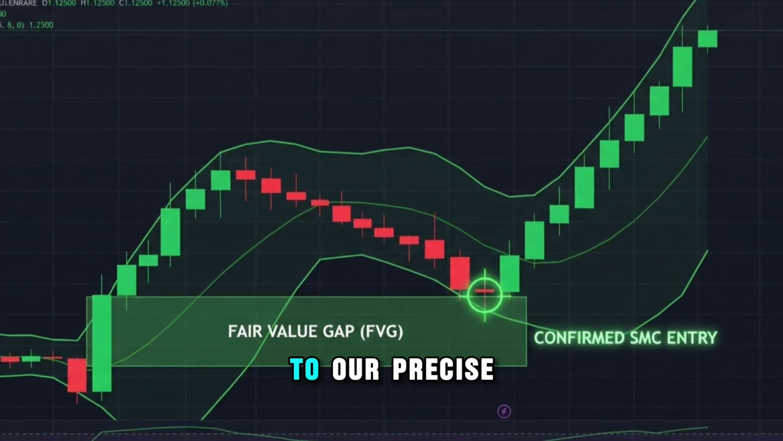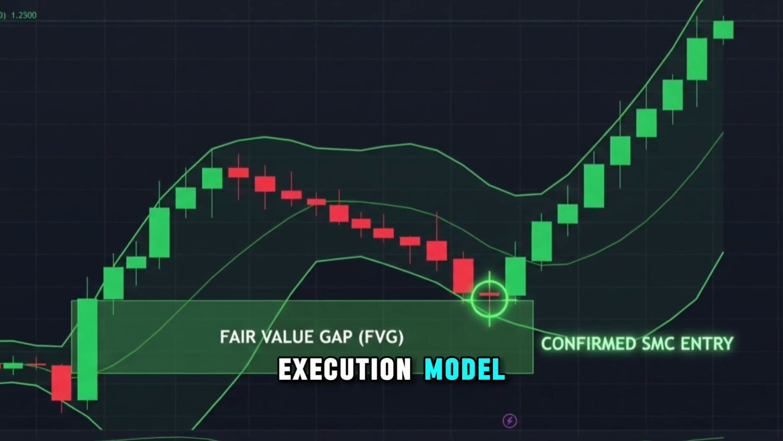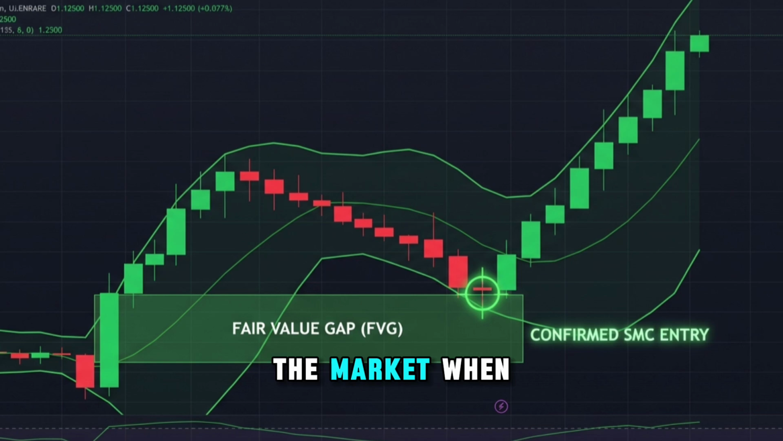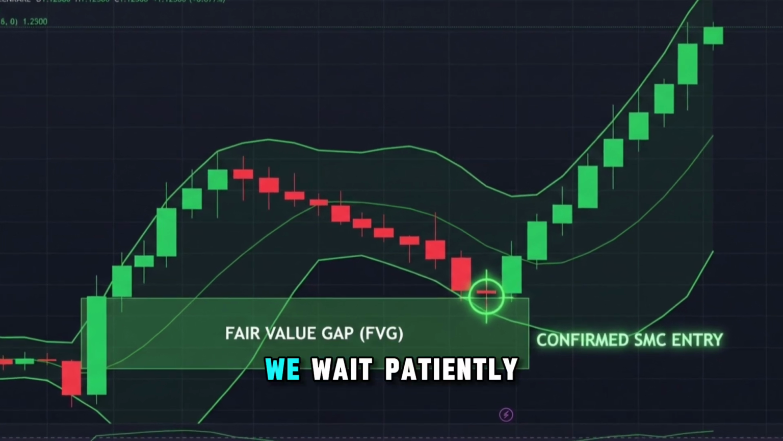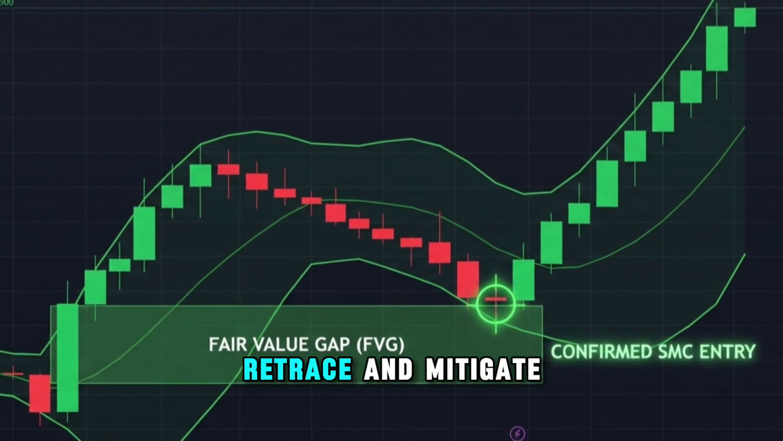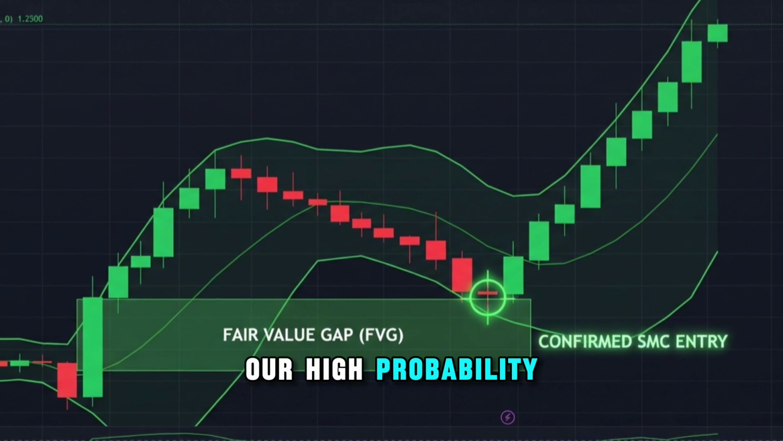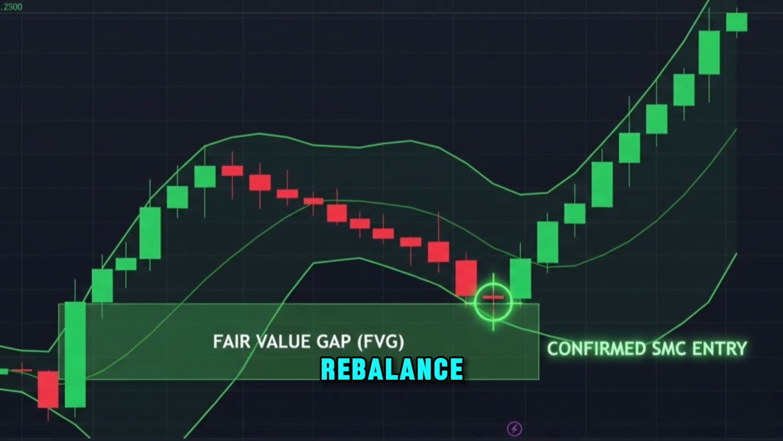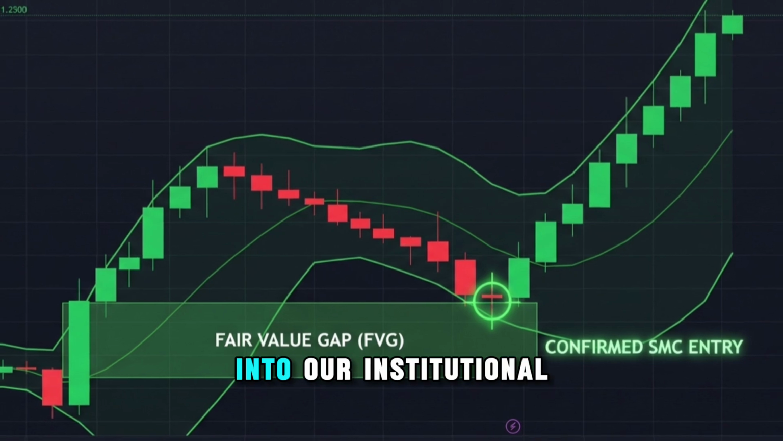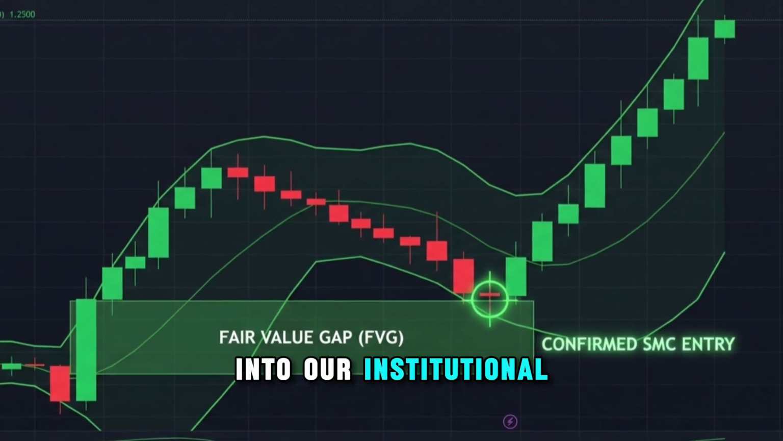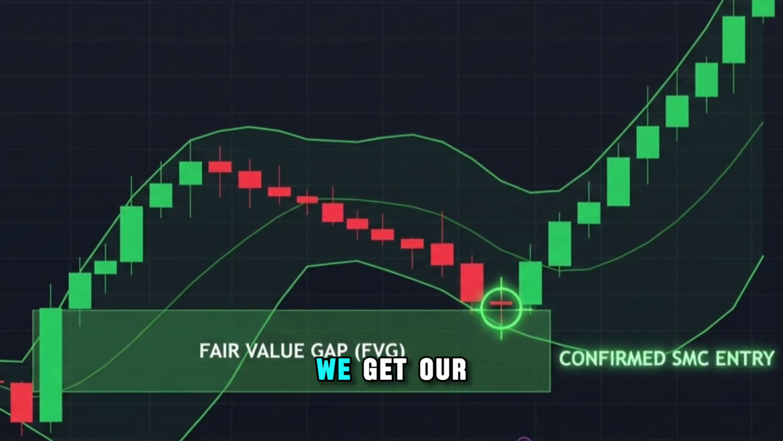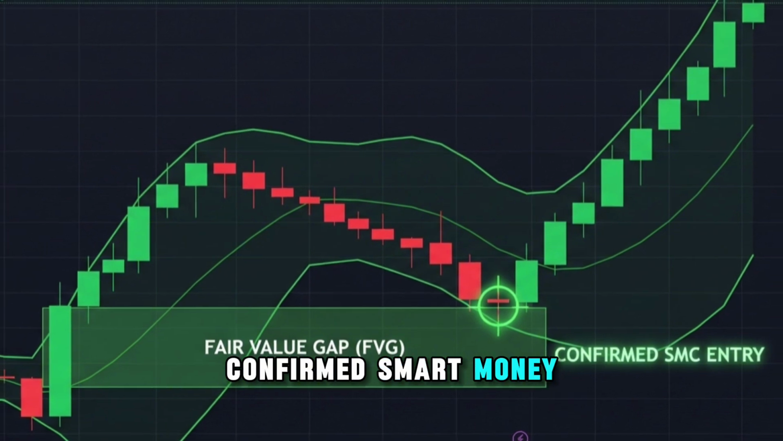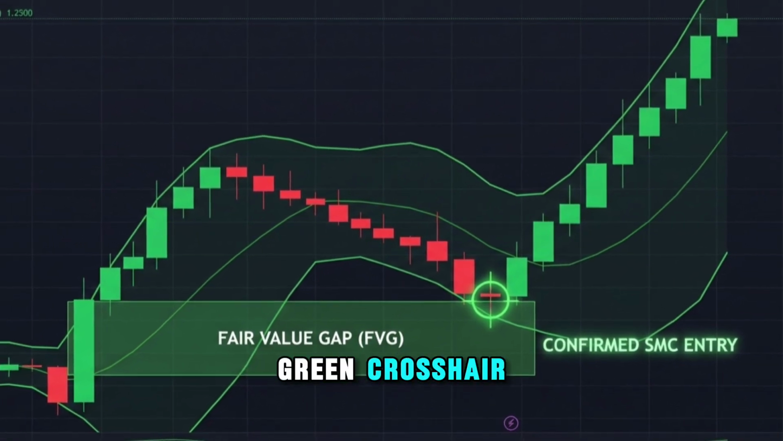This brings us to our precise execution model. We don't chase the market when it's rallying. We wait patiently for price to retrace and mitigate our high-probability zones. As price drops back down to rebalance the fair value gap and taps perfectly into our institutional order block, we get our confirmed smart money entry right inside this green crosshair.